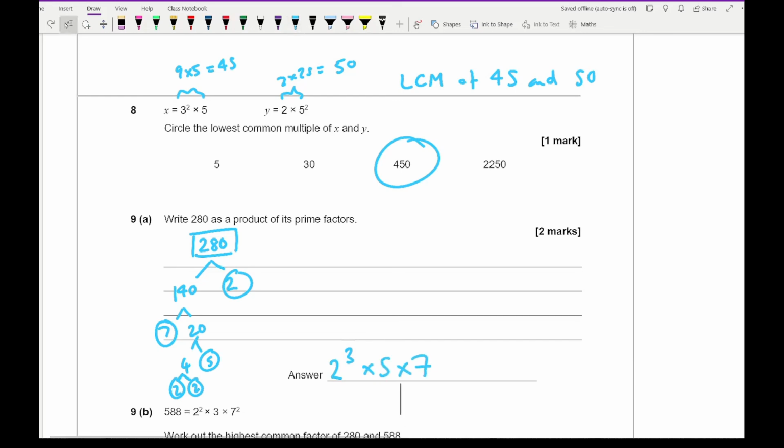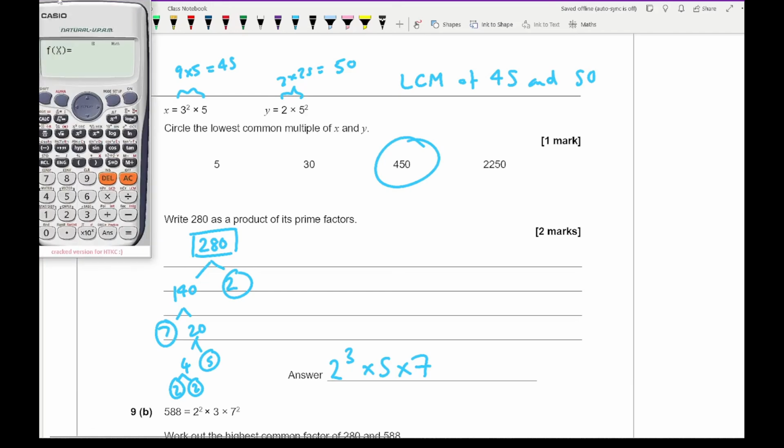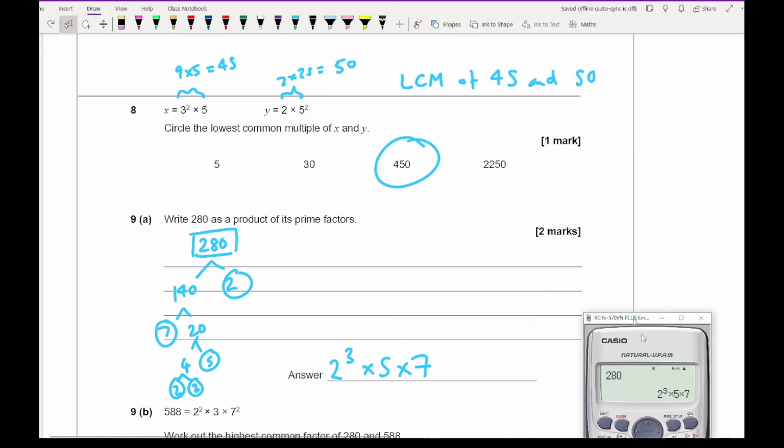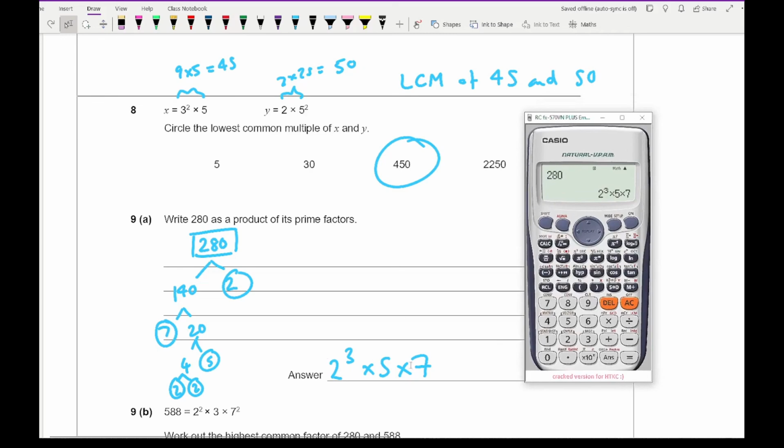Now, if I had access to a Casio calculator, which most people have, let me just reset that. There we go. To do this quickly on your calculator, just type in 280, press equals, then shift, and then fact. And it should come up with the exact same answer if you've done it correctly. And I could just write that down, and there you go. If it's on a non-calculator paper, then you need to draw a factor tree. But if it is on a calculator paper, you don't need to draw a factor tree. And if it's worth more than 1 mark, which this is worth 2, you'd probably lose a mark if you didn't write it using indices or if you missed out a factor.